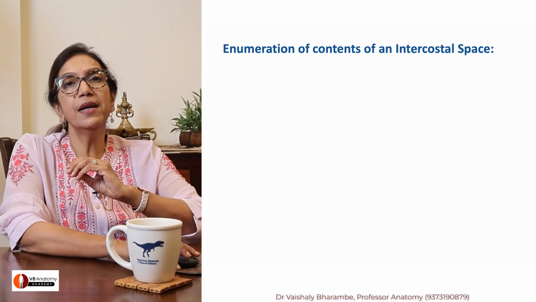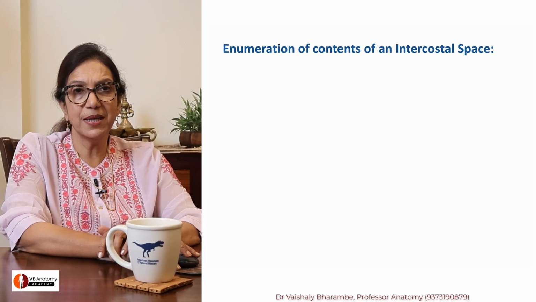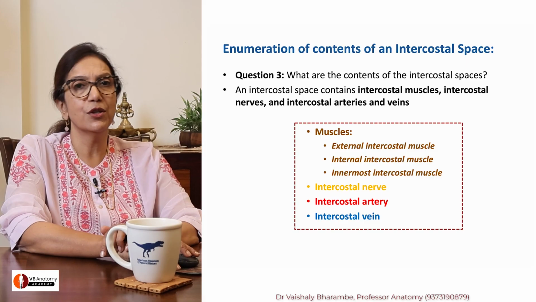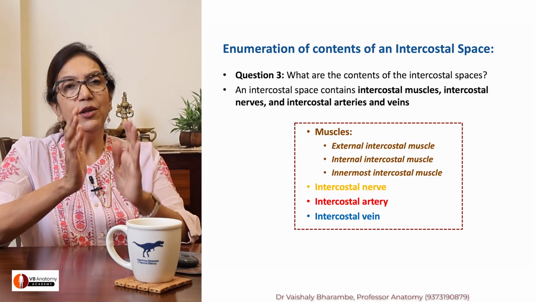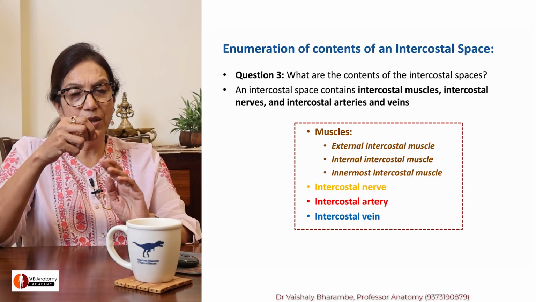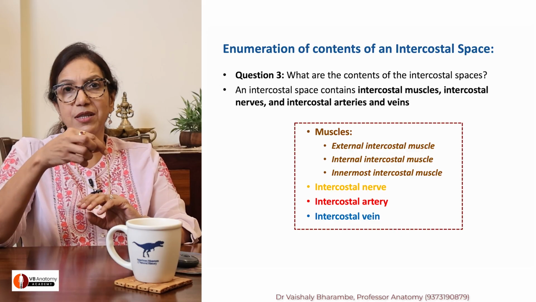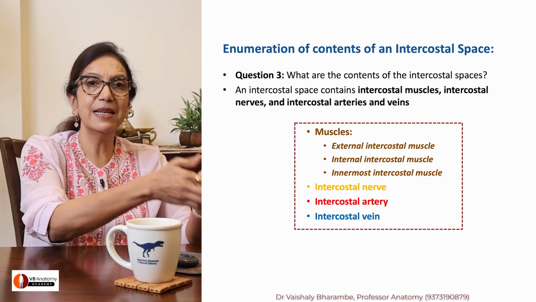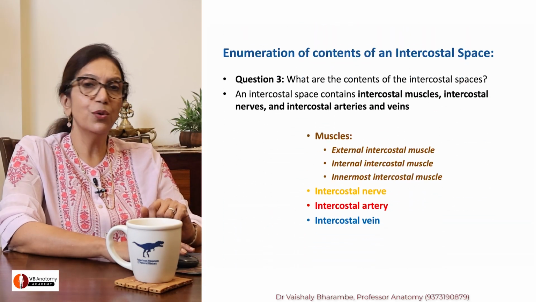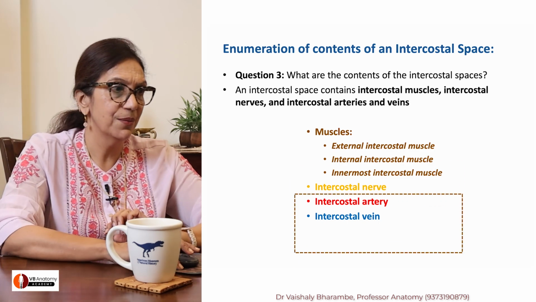So, enumerate the contents of intercostal space. I am sure you will be able to do this, but anyway I am going to give it to you. In an intercostal space, typically you have muscles, intercostal nerves, intercostal arteries, intercostal veins. So, that's the next thing we are going to study now. Today our focus will be on muscles.